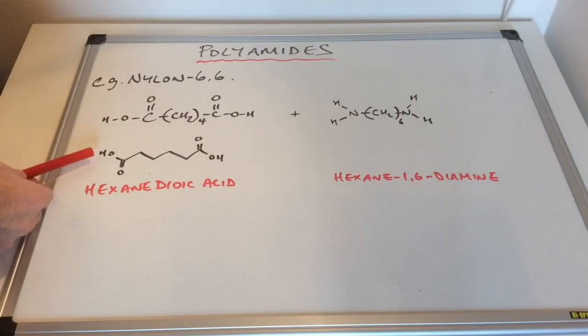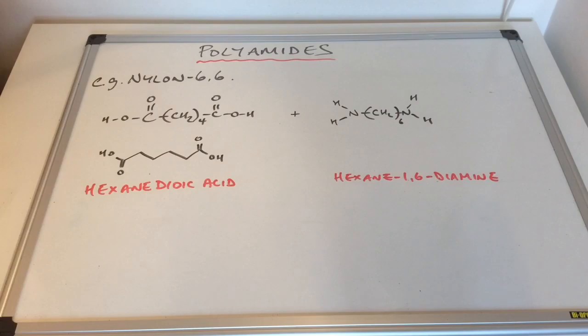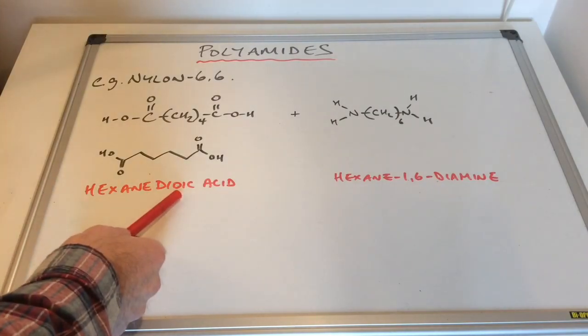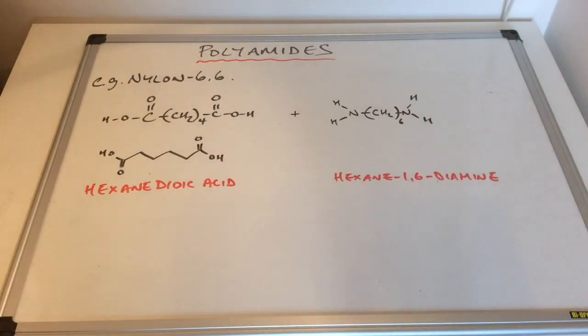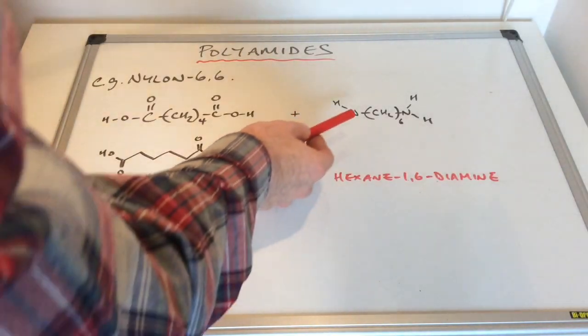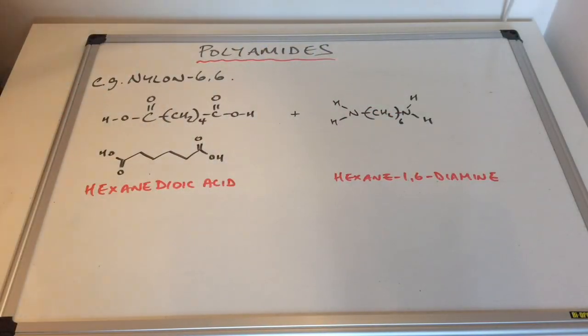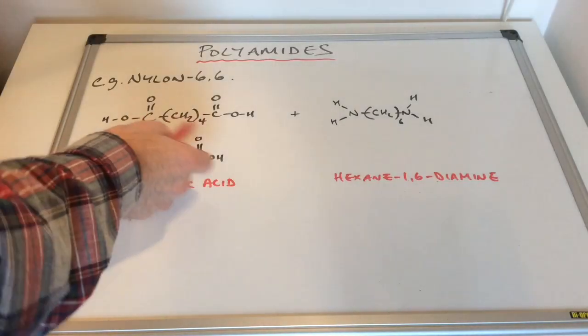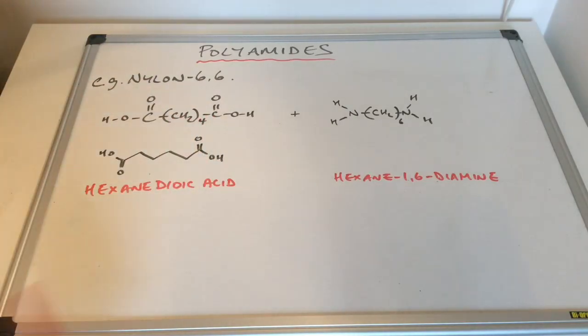I've drawn the skeletal formula of that as well, just so you can see where the carboxylic acid groups are. So hexane dioic acid and hexane 1,6-diamine. So that's our diamine, with amino groups on the first and the sixth carbon. Just if you're interested, the 6,6 just signifies the number of carbons in each monomer. So we've got 6 carbons in the dioic acid, 1, 2 plus those 4, 6, and 6 carbons in the diamine.